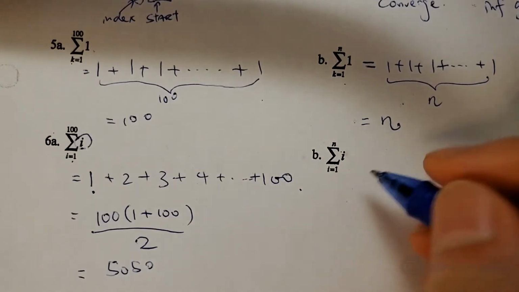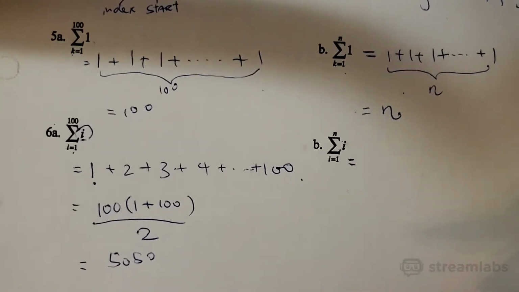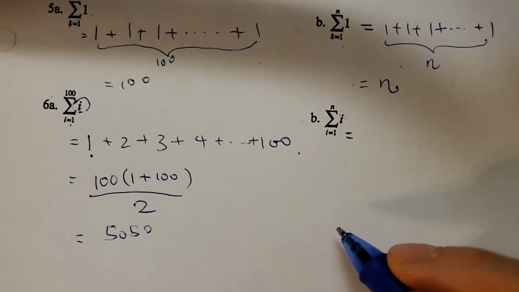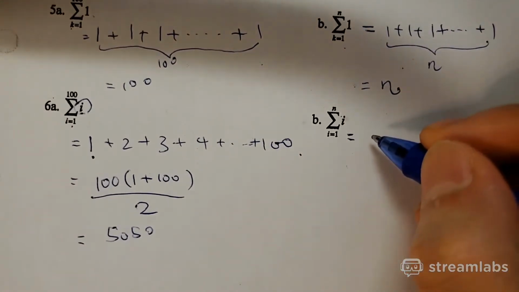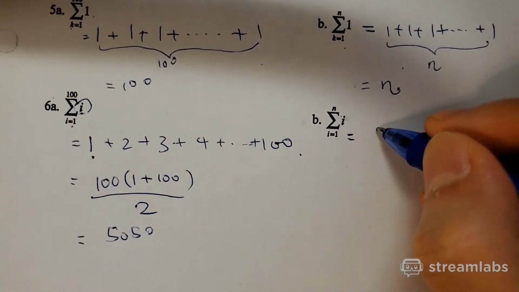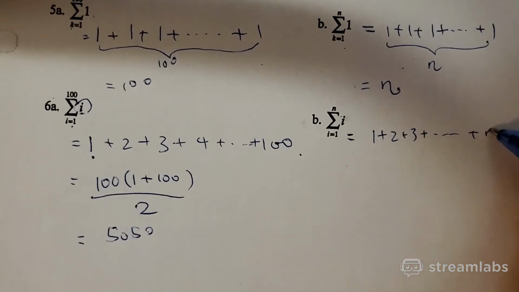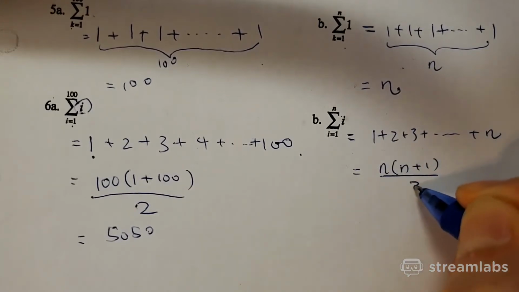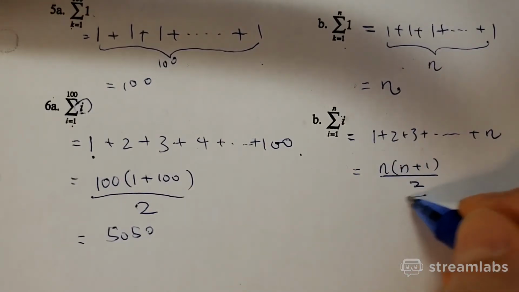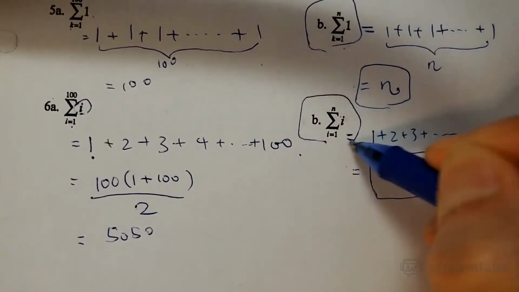So here, it would be the same thing, 1 plus 2 plus 3 plus all the way to n. So if you want to put in the formula, it will be n times n plus 1 over 2. Okay? Lock these down. Alright, we're going to use these later.